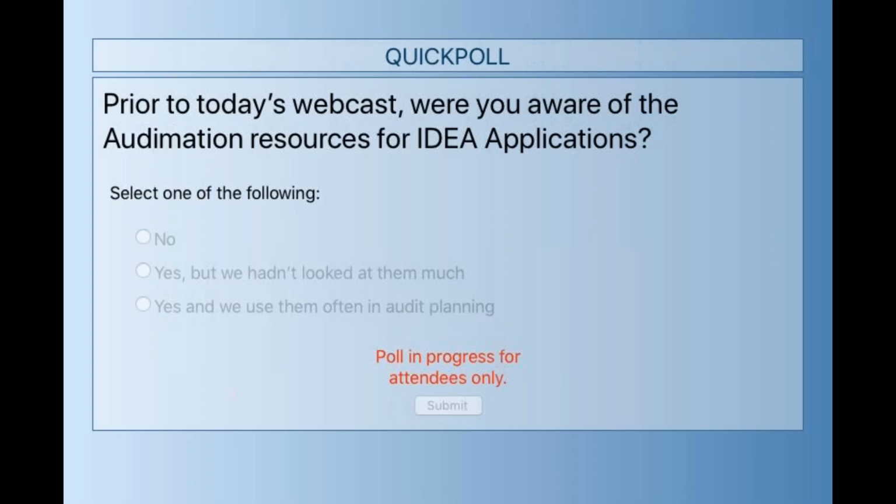Thank you. Yes, our last polling question is, prior to today's webcast, were you aware of the automation resources for IDEA or data analytics applications? No, yes, but we hadn't looked at them, or yes, and we use them often. As Joe has said, these are a great resource. We are continually working on them and adding new ones, and we hope that you will continue to check back and use those as ways to brainstorm other areas where you can be looking, and just ways to make your audits better.